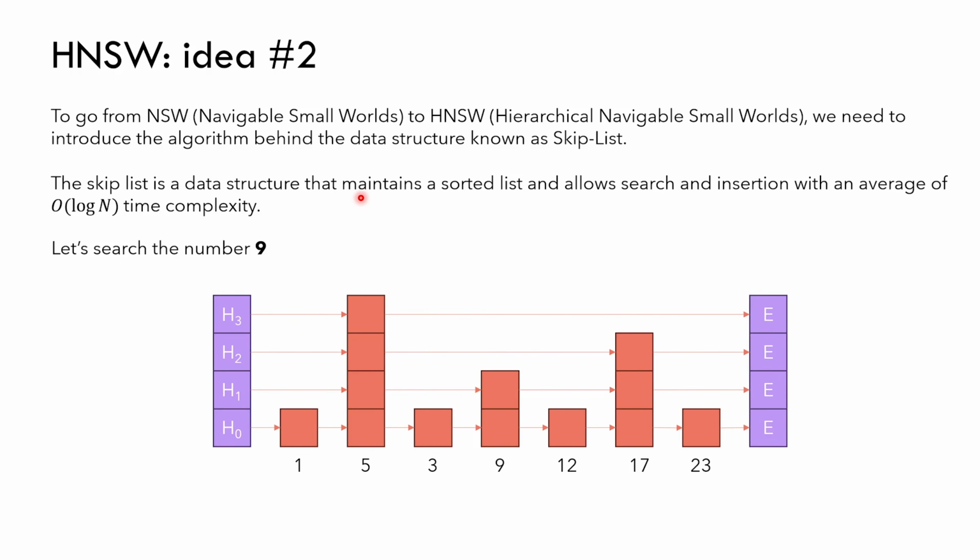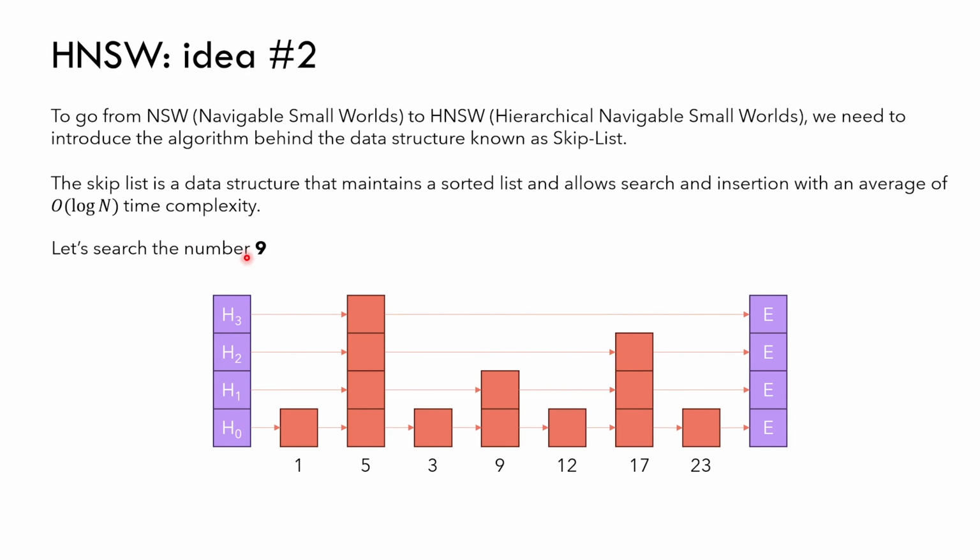For example, if we want to search the number 9, what we can do? First of all, as you can see, this is not only one linked list. We have many levels of linked lists. We have the level 0, the level 1, the level 2, the level 3. The bottom level has the most number of items. The more we go up, the fewer items there are.